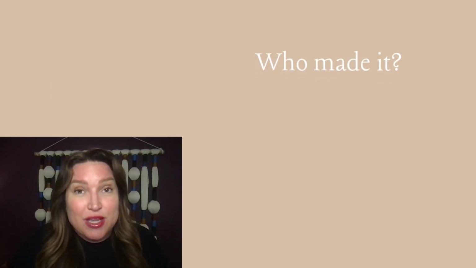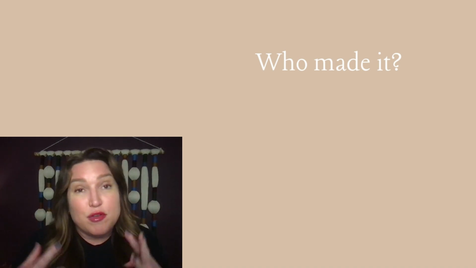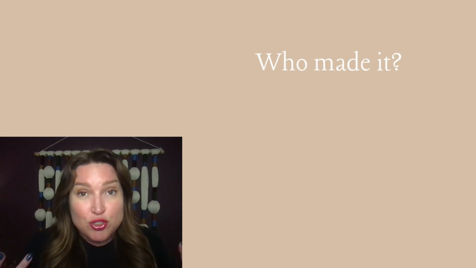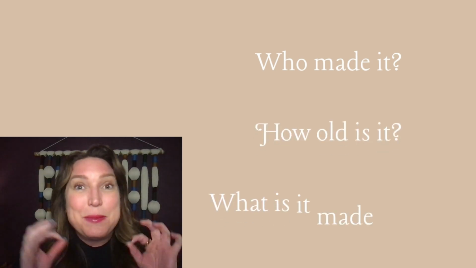So some of the questions that we art historians ask when we look at an object are pretty basic. So who made this object? It might be a specific artist, or we might be referring to a specific geographic region, a place, or a culture. Who made it? How old is it? What is it made out of?